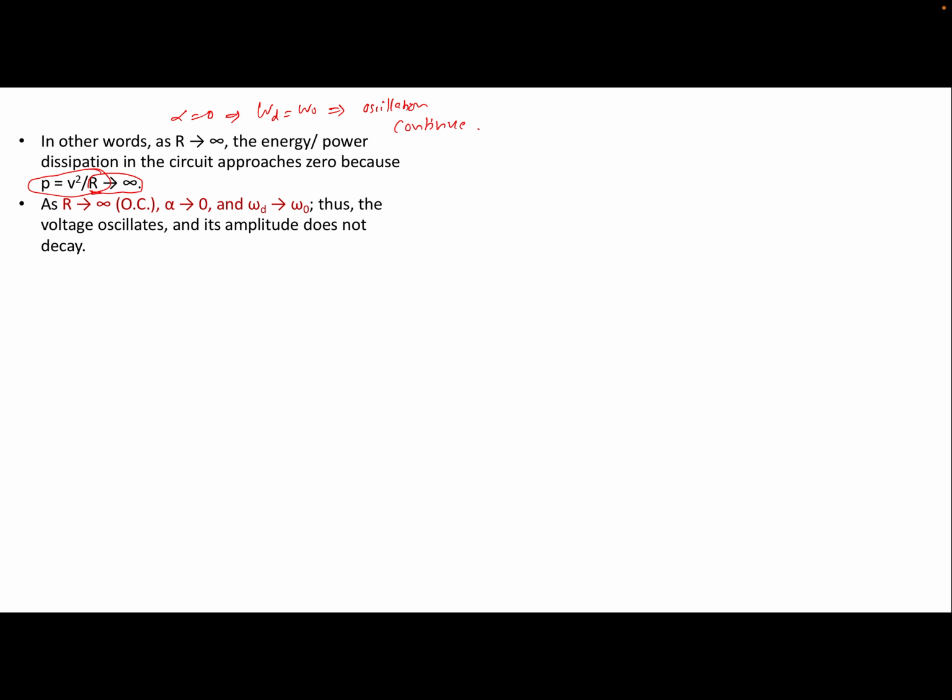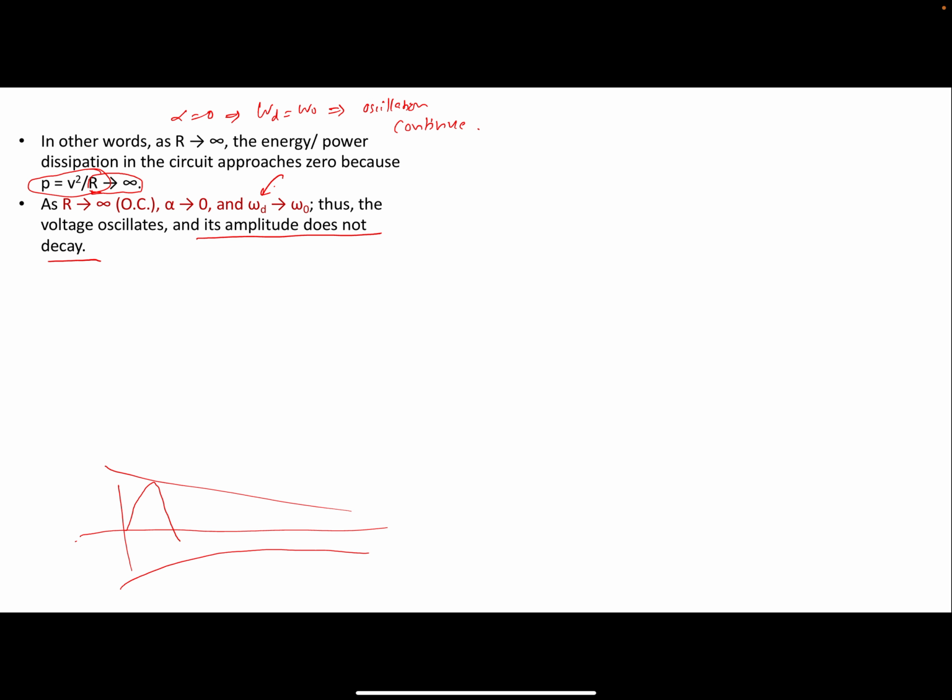Okay, it's written over here. And the amplitude of the voltage does not decay, right? So for example, initially when the amplitude was decaying like this, essentially it was going through some sort of an envelope. It was starting over here and then it was constantly decreasing. So this is not going to decrease, it is going to continue to go on.